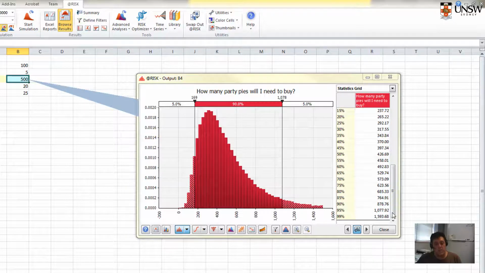I could be very conservative and buy 1,000 pies, which would mean there might be only around a 5% chance of not having enough pies. So there's lots of information that I can gather out of that distribution. In this case, it's all a function of the distribution that I defined, but sometimes we can define distributions based on very good data.